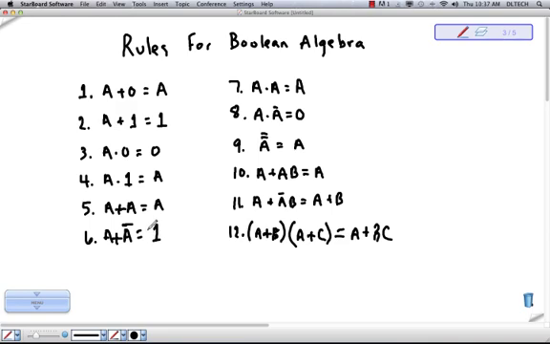Rule 7 is A and A is equal to A. Number 8 is A and not A is equal to 0. Number 9, A not not is equal to A. Number 10, A or AB is equal to A. Number 11, A or not A B is equal to A or B. And number 12 is A or B and A or C is equal to A or BC.